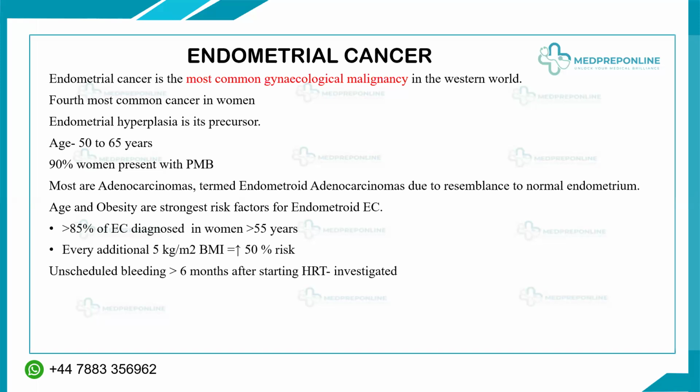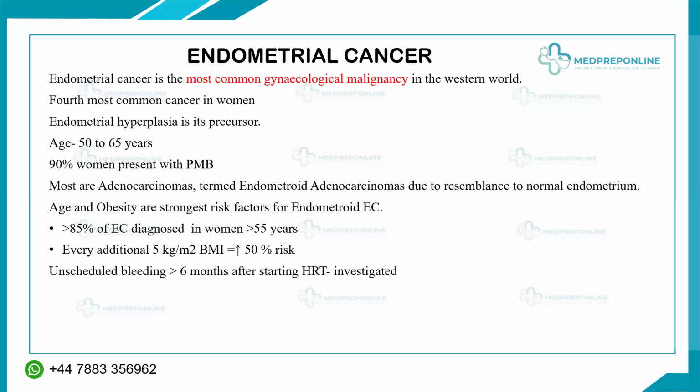So most are adenocarcinomas, and these are termed endometrioid adenocarcinomas. Why? Because of their resemblance to the normal endometrium. So the most important risk factors, if they ask you for endometrioid type of endometrial cancer, are age as well as obesity. As we saw, more than 85% of endometrial cancers are diagnosed in women who are more than 55 years. As for obesity, remember that for every additional 5 BMI, that is 5 kg per meter square of BMI, the risk increases by almost 50%.